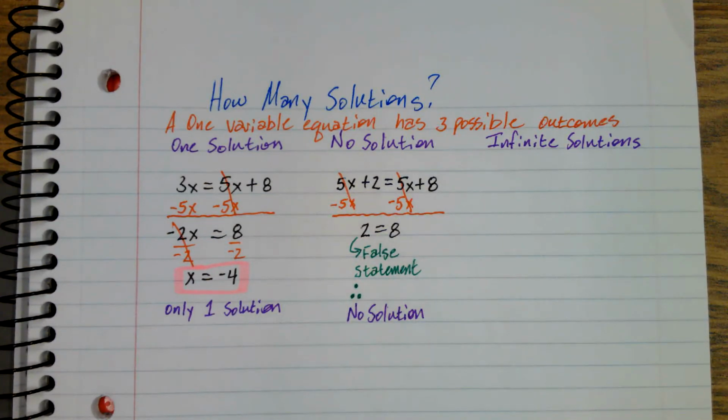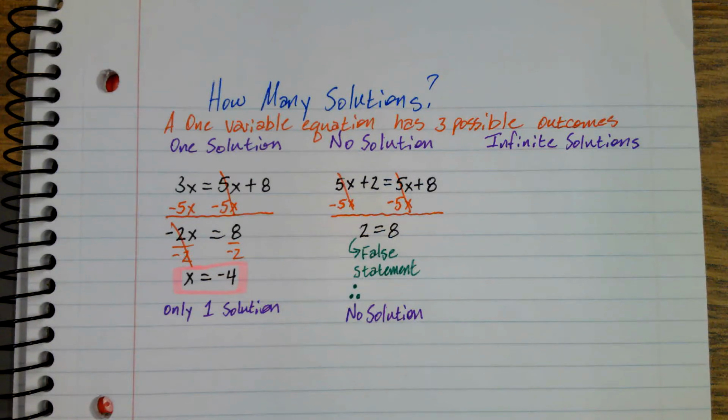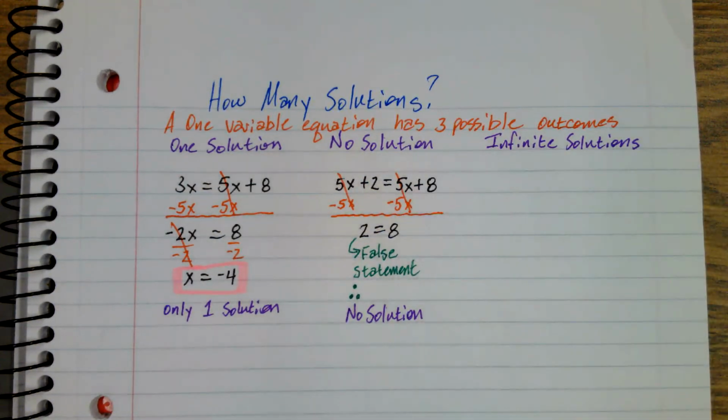Boom. If we end up with a false statement like 2 equals 8, basically one number equaling a different number, 2 equals 8, 5 equals 7, -5 equals +5. They could be the same number, but opposite. They're still not equal to each other. 4 equals 16, sure. Basically, different numbers on either side of the equal sign means it's false. Then there's no solution. That means this equation has no answer. There's no number I can put in for x to make this a true statement at the end of the day.